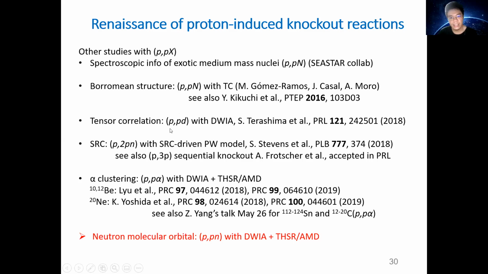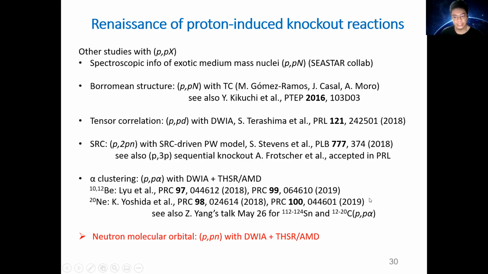For the tensor correlations, there is also a study using the deuteron knockout reactions. And for the short range correlation, this is a very interesting part, but it's not very well studied at the moment. There are a few studies. Very recently, Foster et al. have published papers on the back-to-back sequential knockout in recent data experiments.